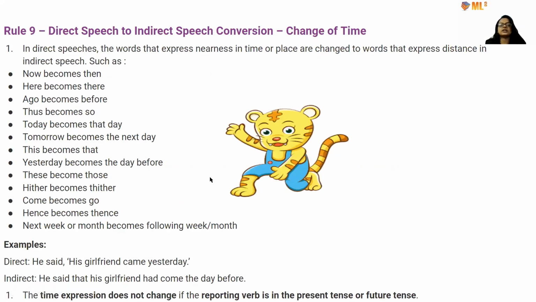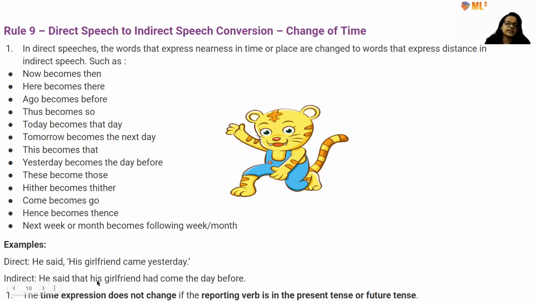Now direct to indirect speech conversion, change of time. Here, now becomes then, here becomes there, ago becomes before, thus becomes so, today becomes that day, tomorrow becomes the next day, this becomes that, yesterday becomes the day before, these become those, come becomes go, hence becomes thence, and next week or month becomes following week or month.